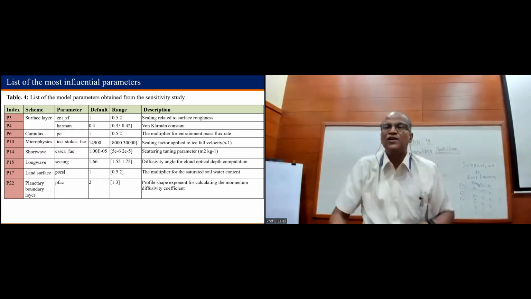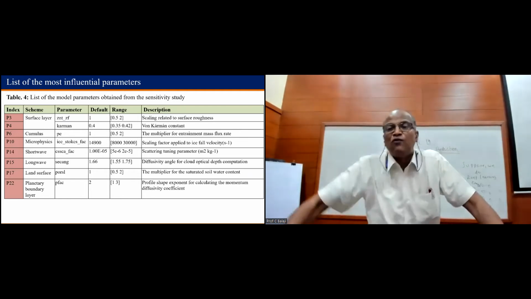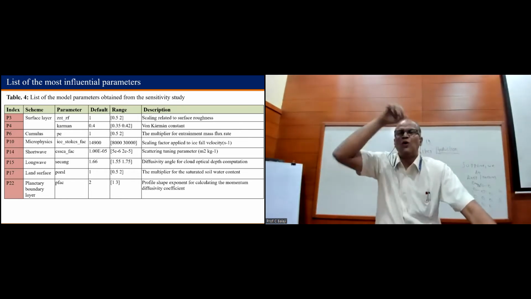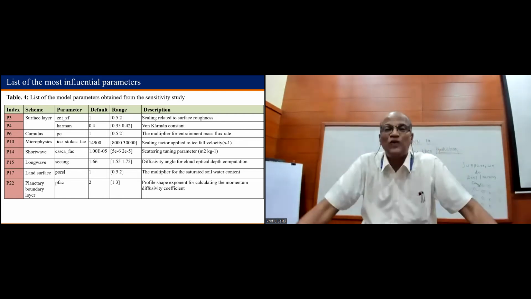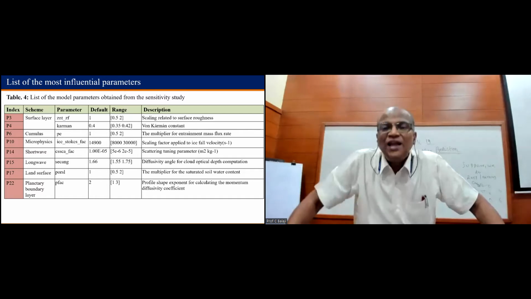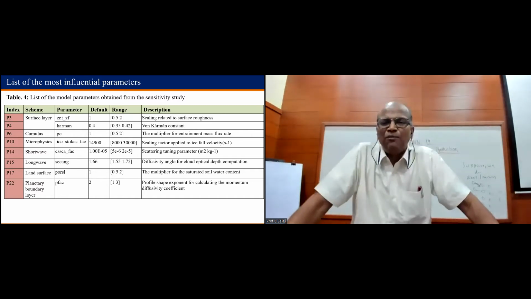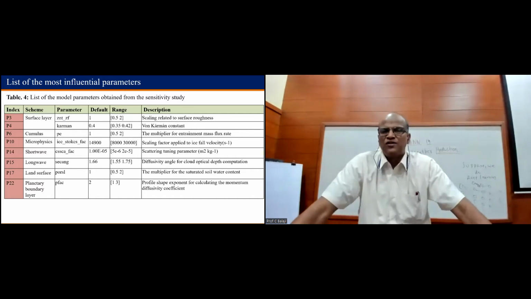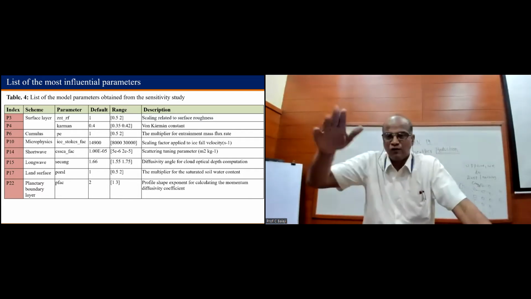Obviously, when you say these are the influencing parameters, if you write a major journal article, the reviewer is going to ask you, out of 24, why do you think these are important? Because what is the science? After all, you are all supposed to be scientists, so you tell us. So we have written a lot of description about why the von Karman constant, the roughness constant, then the scattering tuning parameter, diffusivity angle, multiplier for the saturated soil, and the profile shape for the momentum diffusivity are important. So we've written that in the paper.